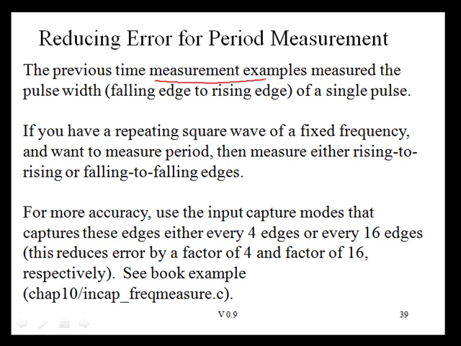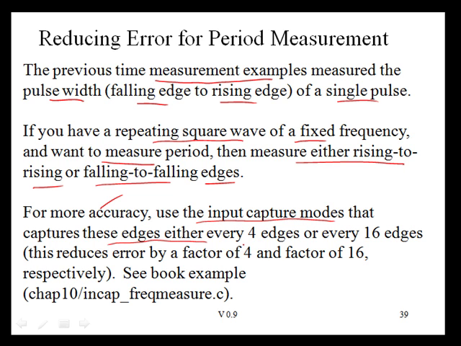Our previous time measurement examples measured the pulse width from falling edge to rising edge of a single pulse. But what if you have a repeating square wave of a fixed frequency and you wanted to measure the period? Then we need to measure either rising to rising or falling to falling edges. For more accuracy, when you do this measurement, you should use the input capture modes that capture these edges either every 4 edges or every 16 edges. This is included because this reduces the error by a factor of 4 and a factor of 16 respectively. See the book example, Chapter 10, NCAP freq measure.c for more information on this mode.